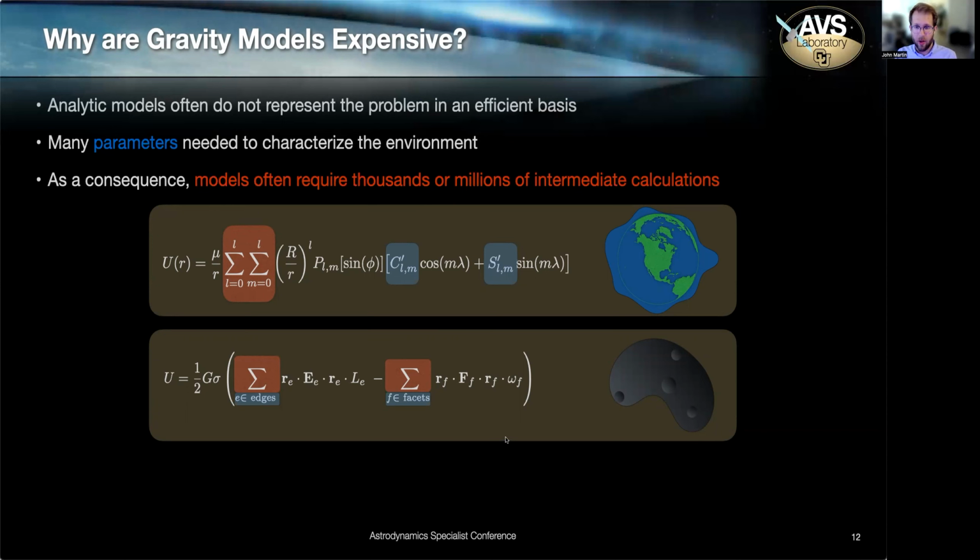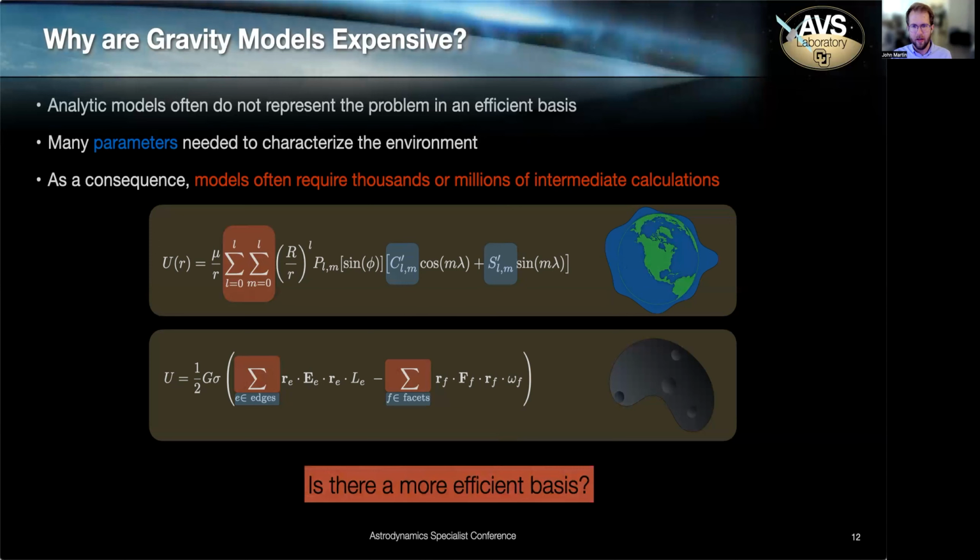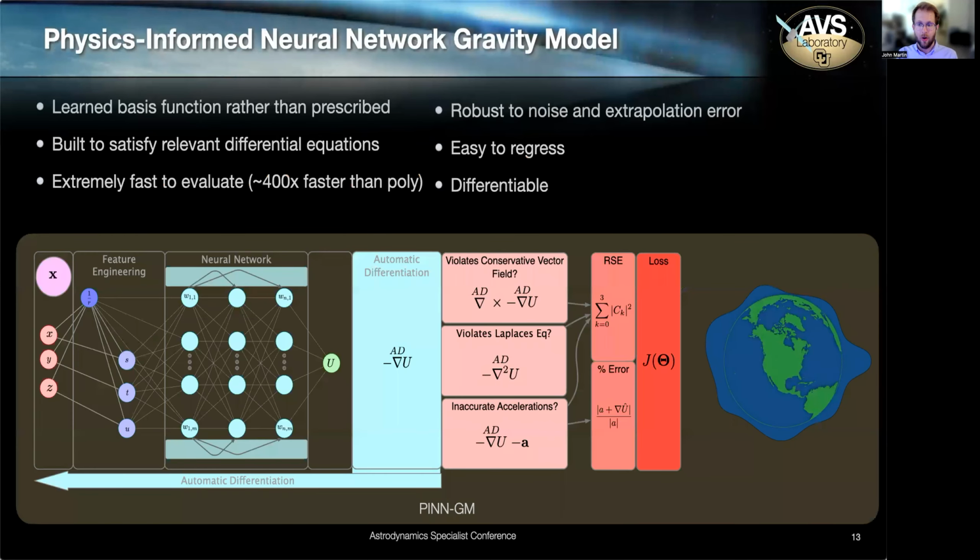Similar things can be said about the polyhedral gravity model, which is trying to represent smooth surfaces with tiny triangles, which are discontinuous in their own way. So a question I've been very interested in for my dissertation is, are there more efficient bases for the gravity modeling problem? And if there are, how can they be used for things like periodic orbit discovery? The short of it is, I think there is a solution.